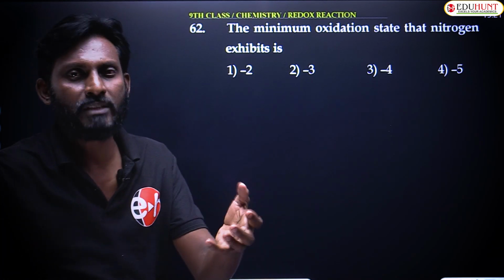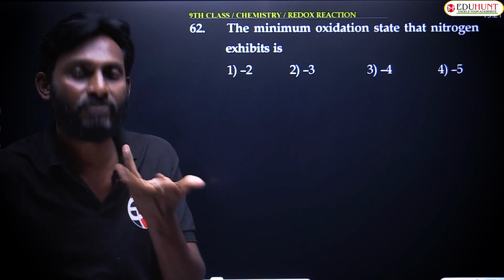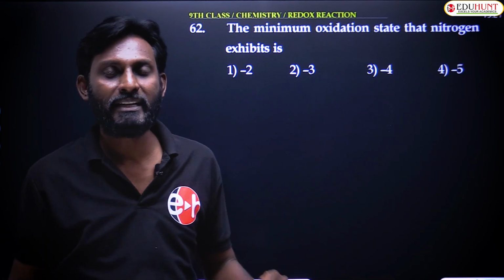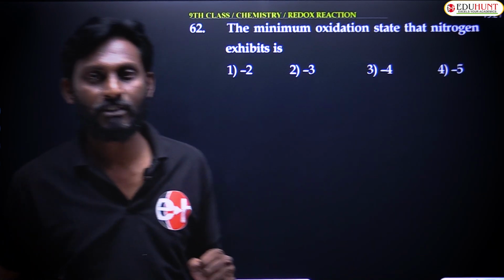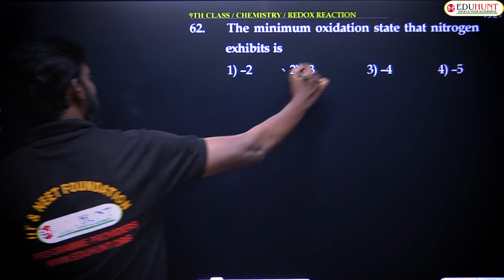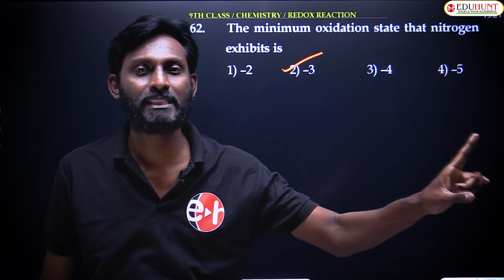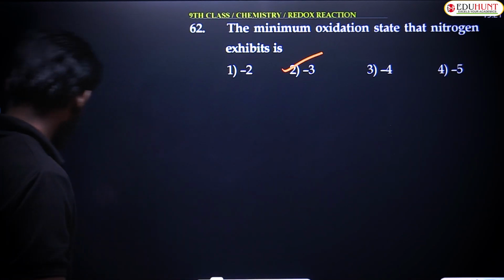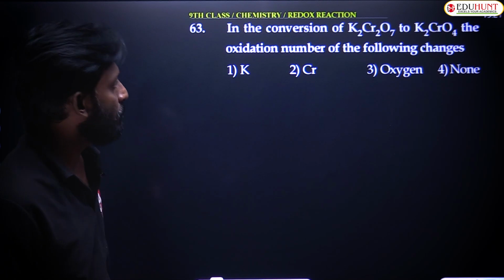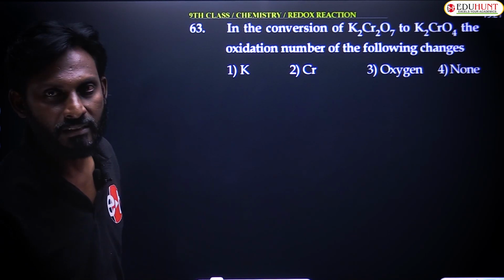When nitrogen starts gaining electrons, how many electrons can it gain at maximum? 3, because by gaining 3 electrons, the nitrogen octet will be completed. So -3 will be the minimum oxidation state and +5 will be the maximum oxidation state. Yes.